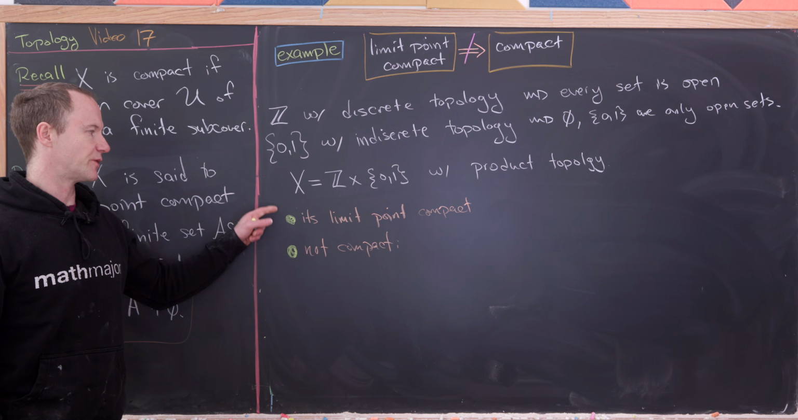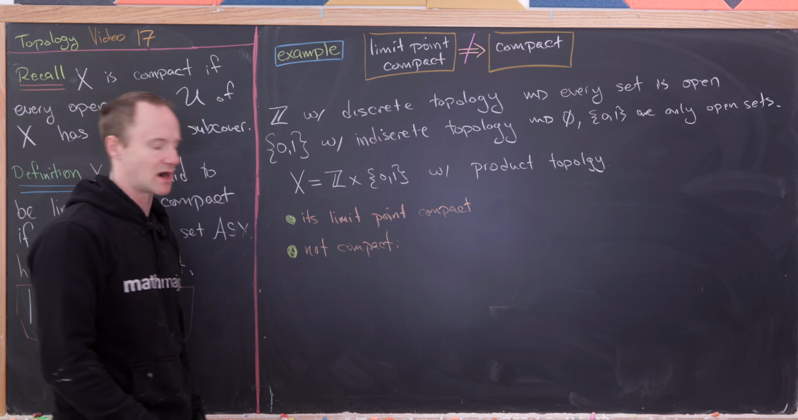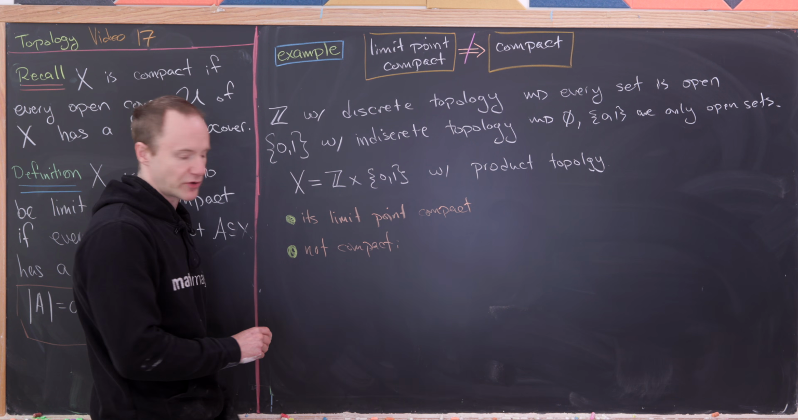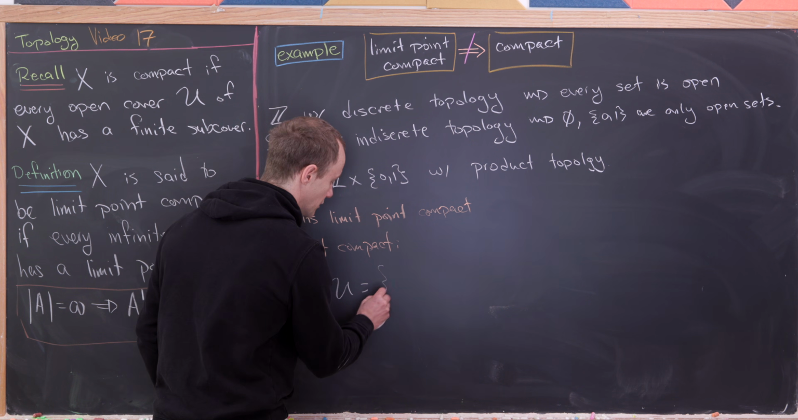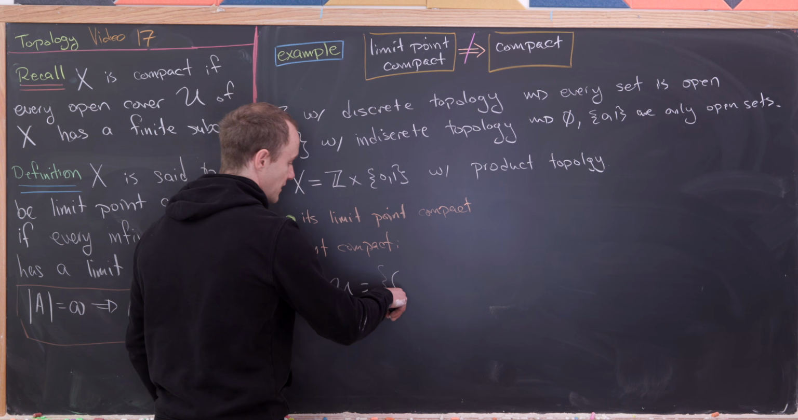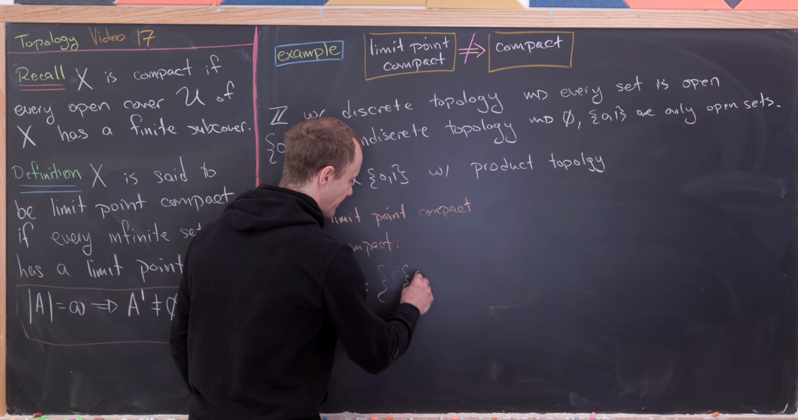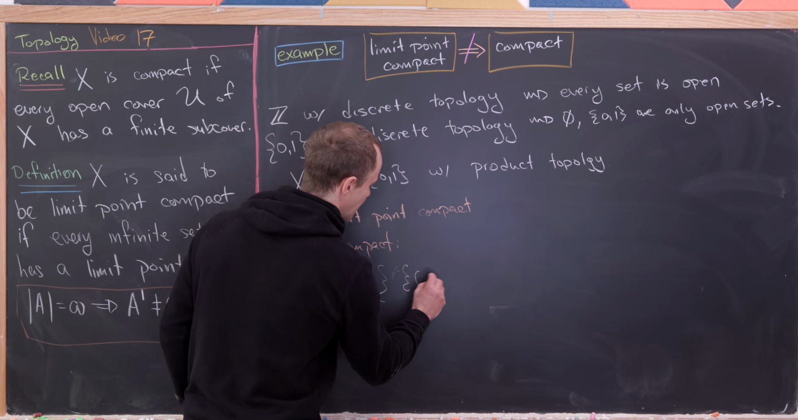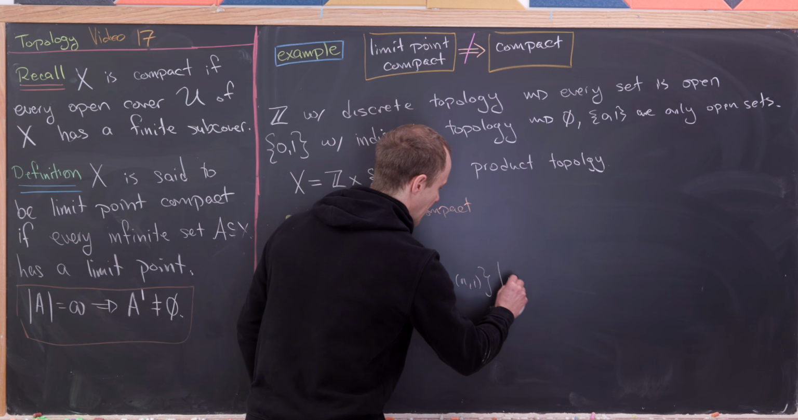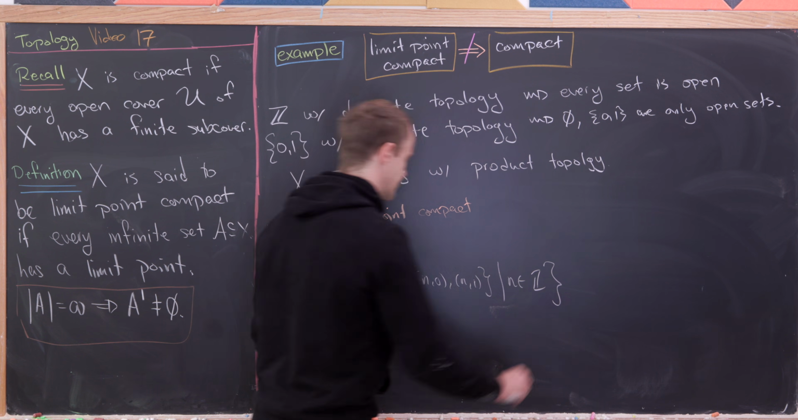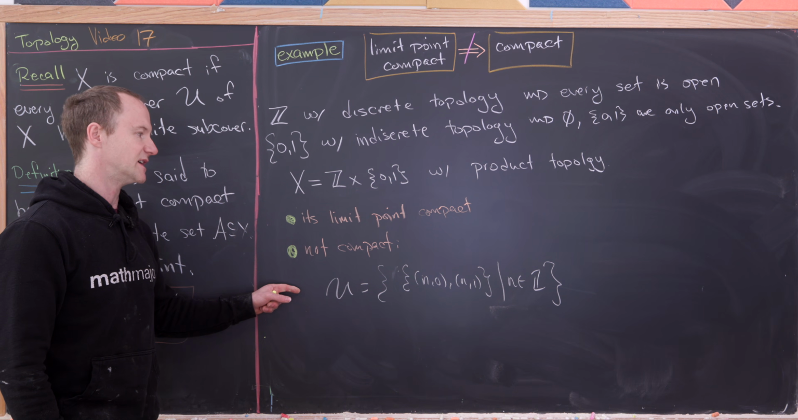Okay, so we just finished showing that this space is limit point compact. Now we'll show that it's not compact. And this is actually pretty straightforward. Let's take the following open cover, which we'll call U, and that'll be the collection of subsets of the form {(n, 0), (n, 1)}, as n runs through all integers. So I think it's pretty clear that this is an open cover.